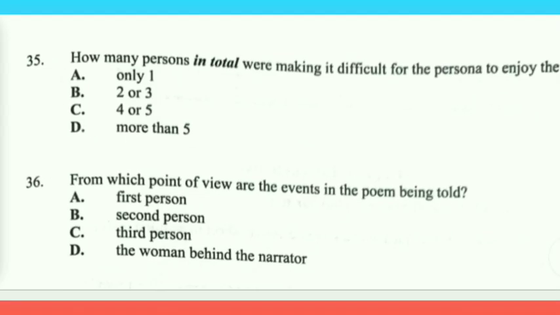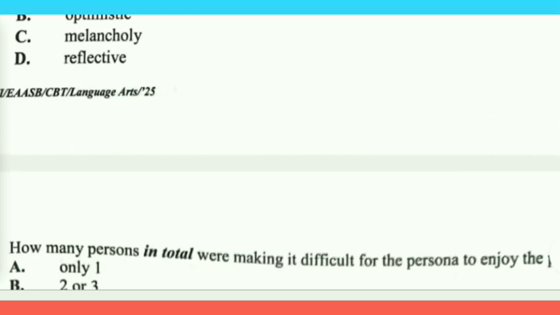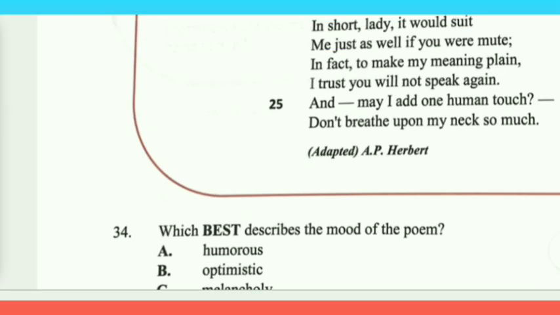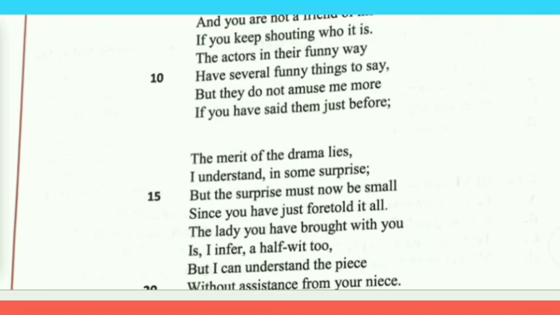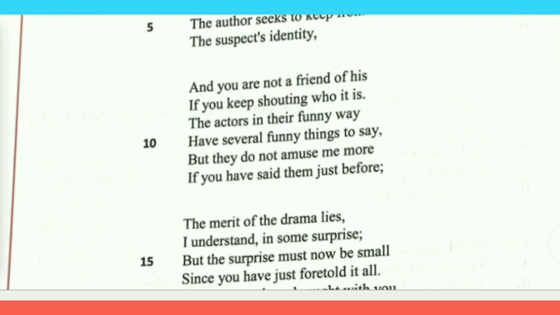35. How many persons in total were making it difficult for the persona to enjoy the play? The persona here is the person speaking, writing to the person behind him. Dear madam, so madam is one. But let me tell you, the author seeks, so that's two. The author is seeking to hide it from them. The lady brought a niece, that's 3.